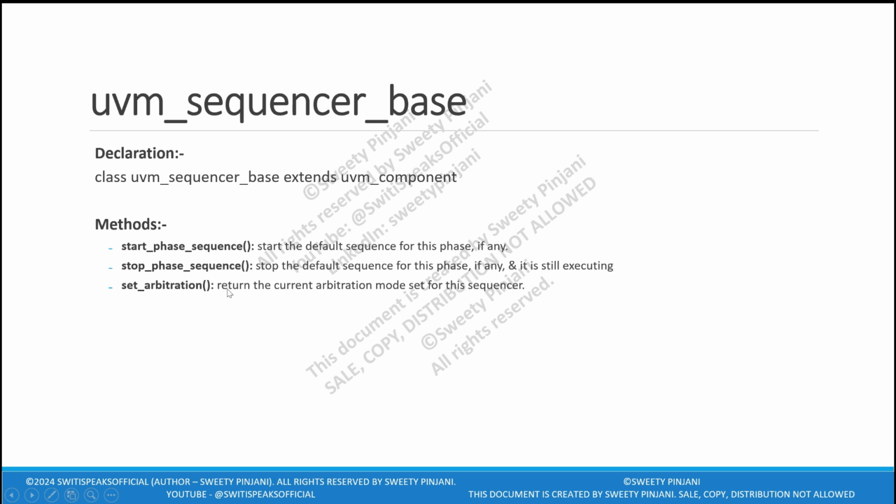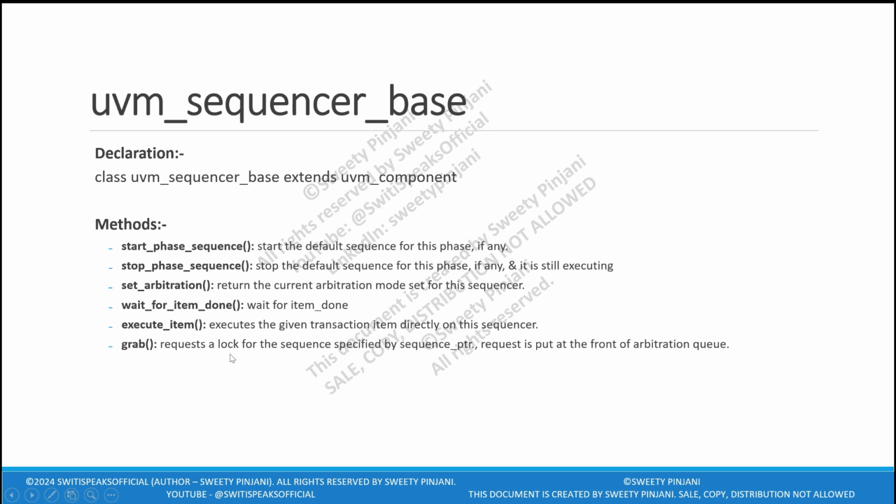Then set arbitration. It returns the current arbitration mode set for that sequencer. So whatever is the current arbitration mode, how the arbitration is happening, that information you are going to have using set arbitration. Then you have wait for item done. Item done, we had seen it indicates that the current request has completed. Once the request has completed, this wait for item done is going to wait until it receives the item done. This is wait for item done. And then execute item, what it does, it executes the given transaction item directly on the sequencer. Whatever is the transaction item, it's directly going to be executed on the sequencer.